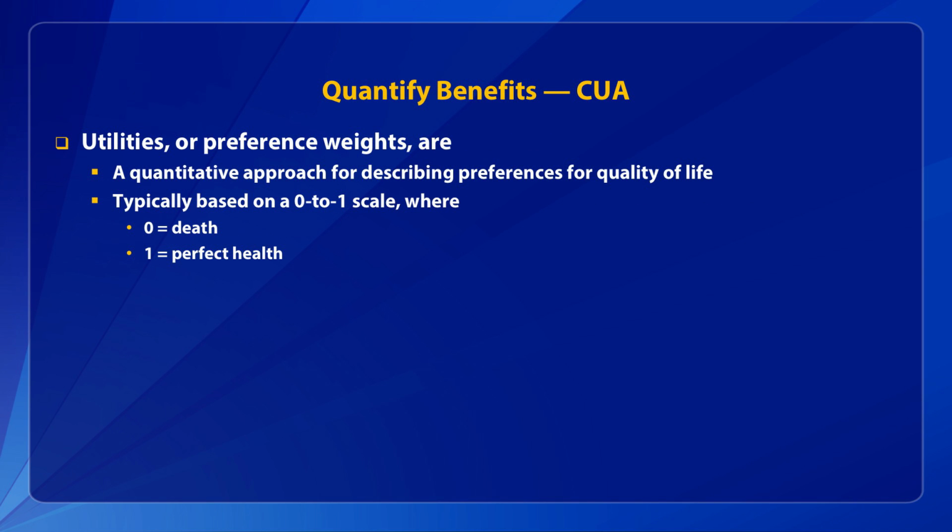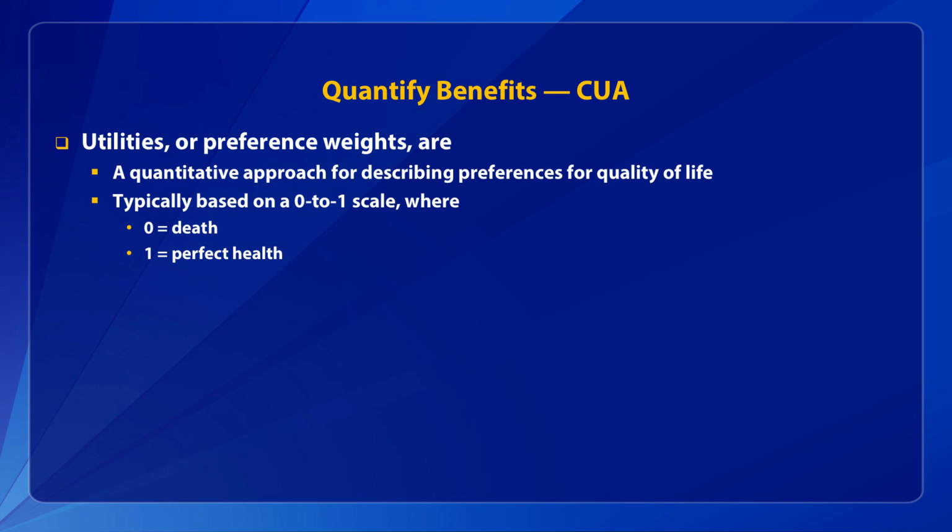Utilities or preference weights are a way to quantitatively describe consumer preferences for good quality of life and a subjective measure of the usefulness that results from being in different health states. Because utilities are quantitative, they are measurable and analyzable. They're typically based on a 0 to 1 scale, where 0 is considered death and 1 is considered perfect health.